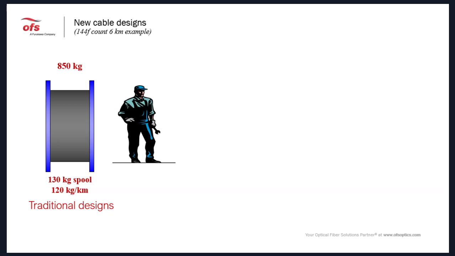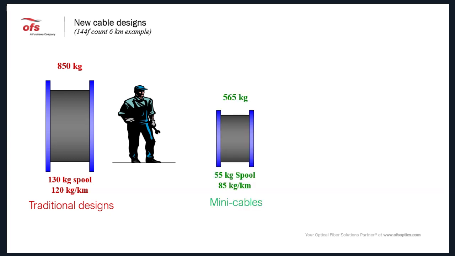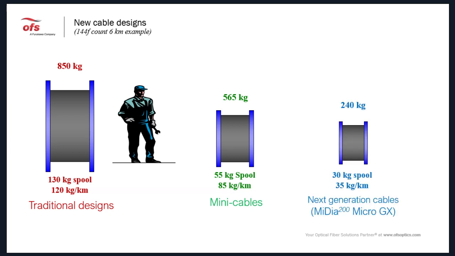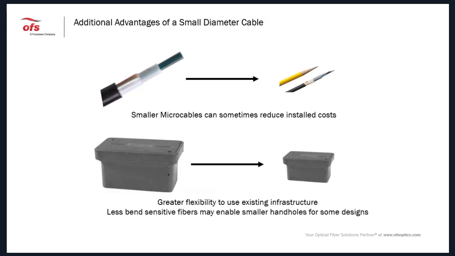The 144-fiber, 6 kilometer cable is 850 kilograms. Then if we use the mini cable generation it is 565 kilograms, and the new generation of micro cable is only 240 kilograms. So you can optimize a lot in terms of warehousing and transportation, and you can make a lot of optimization using only micro cables instead of standard cables. Also, the cable is smaller, and the infrastructure is going to be smaller as well, because you're going to use smaller handholes and smaller manholes instead of the bigger ones for standard cable.